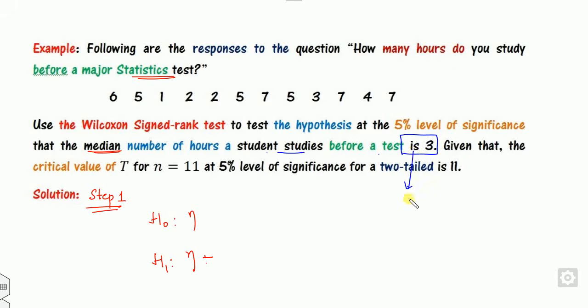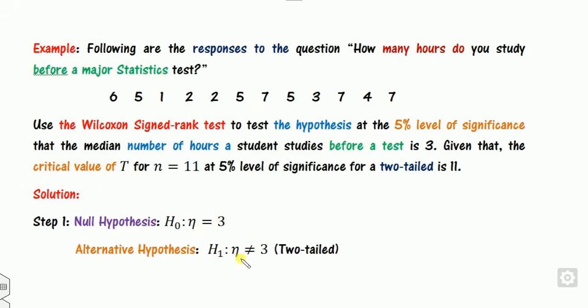So that is the equality, which always goes in H0. It means the two hypotheses are opposite to each other. So this is H0. If the median is less than 3 or greater than 3, then we have to define H1. So H1 is not equal to 3, so it's a two-tailed test.